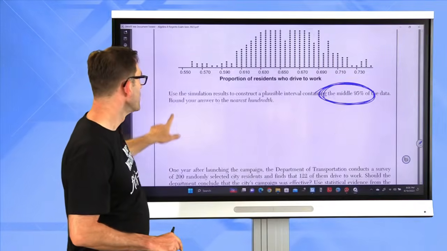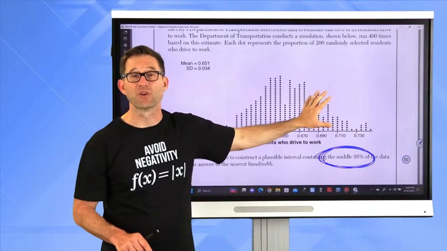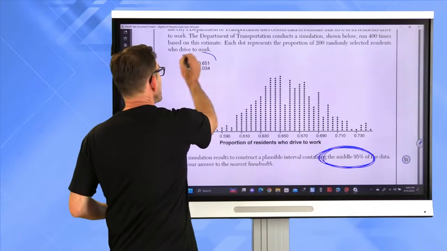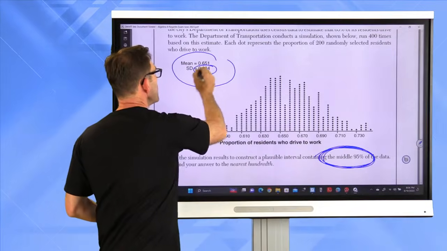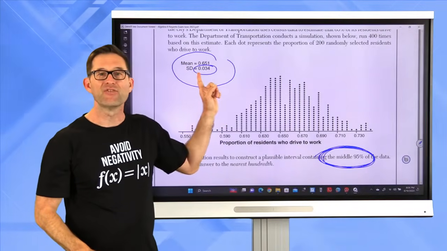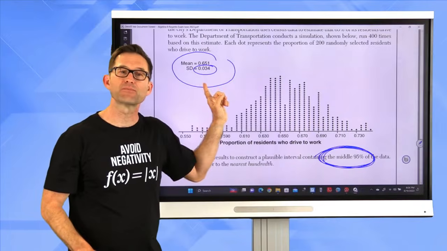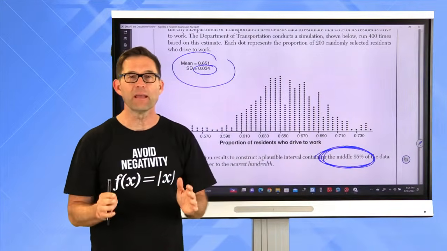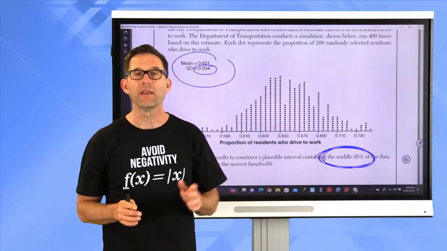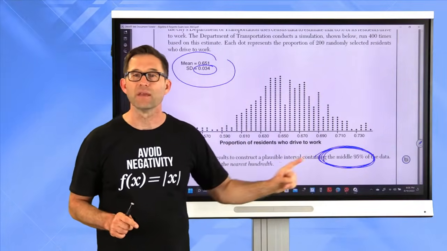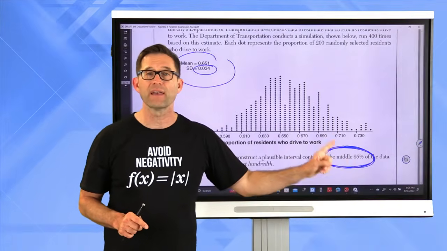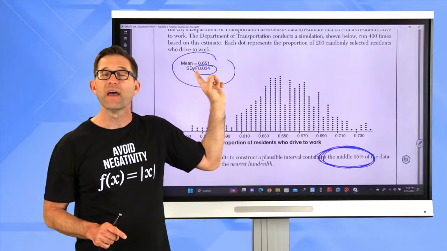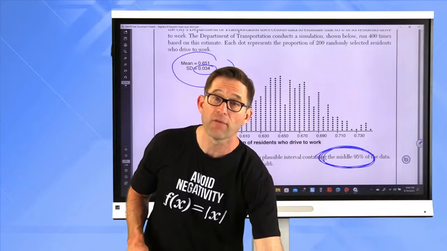You're going to forget about all these dots because they're totally irrelevant, and you're going to look at these two numbers. What you're going to do is take this standard deviation and add 2 of them to the mean, and subtract 2 of them from the mean. Because in a normal distribution, 95% of all the data falls within 2 standard deviations of the mean. So if you see middle 95%, and you're given a mean and a standard deviation, I want you to add 2 of these and subtract 2 of these away from the mean.